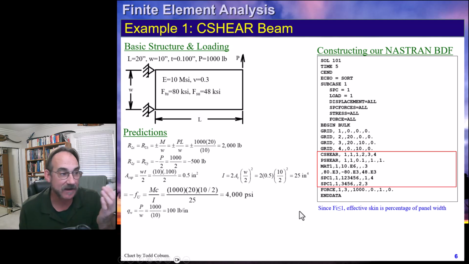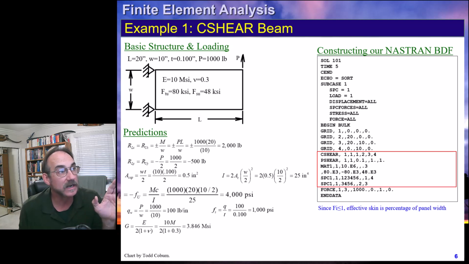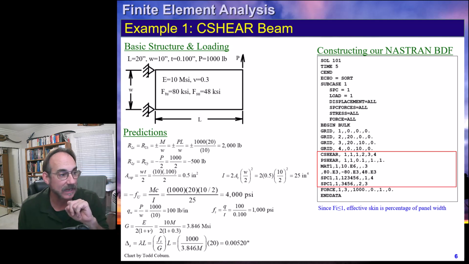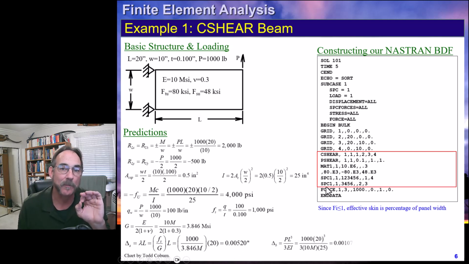Our shear flow is just that force divided by the distance, which is 100 pounds per inch. Our shear stress is just the shear flow over the thickness, 1,000 psi. Since we weren't given G, we were only given our E and our Poisson's ratio, we can calculate the effective G. We now can calculate our shear deflection, which is just the shear strain times the perpendicular length, which can just be written as the shear stress over G times that length. Looks like 0.0052. And our bending deflection due to the axial properties of the web, PL cubed over 3EI, typical formula.